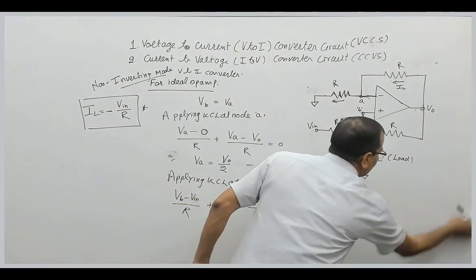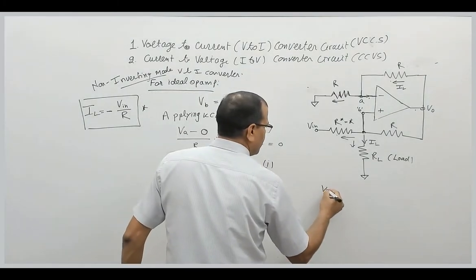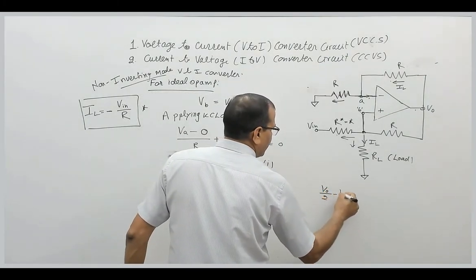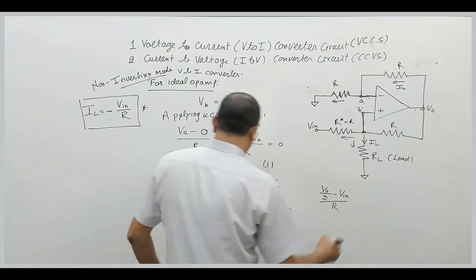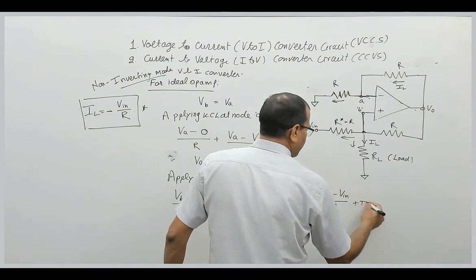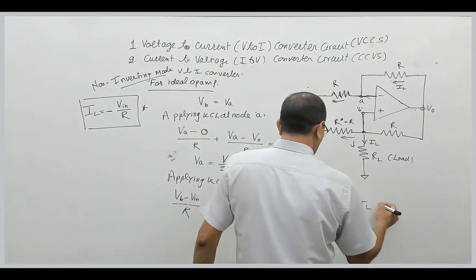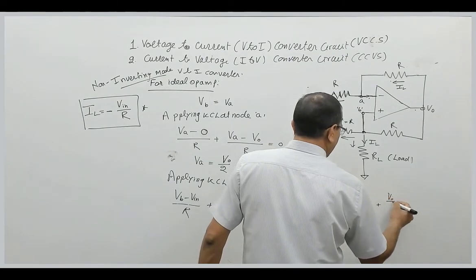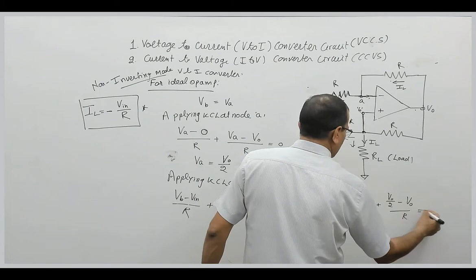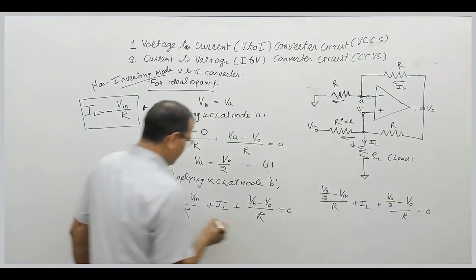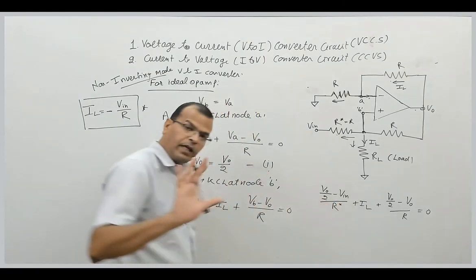Let us write the equation again. That is (V0 by 2 minus V in) by R, then plus IL. VB is what? V0 by 2. So plus (V0 by 2 minus V0) by R equal to 0. And I will mention it to be R star, but that is R only.